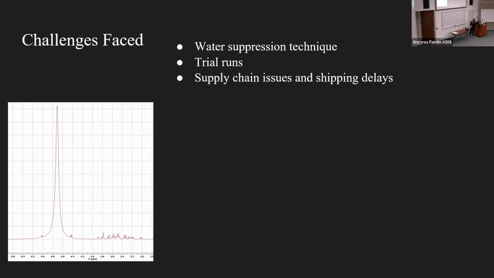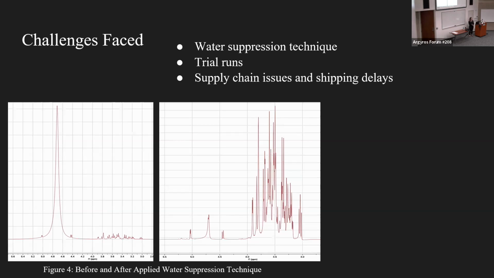And as you can see, it is very, very large and makes my other peaks very, very small and hard to analyze. So what I did was, after I applied the water suppression technique, which is basically changing the parameters in the NMR instrument, I found my spectra like this. So clearly you can see the water suppression made the water peak a lot smaller and still visible, while making the other peaks a lot more easy to read and analyze.